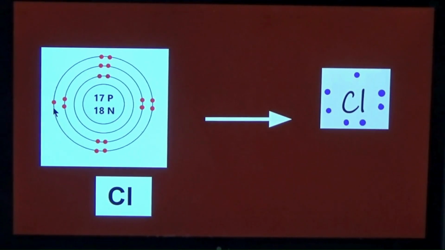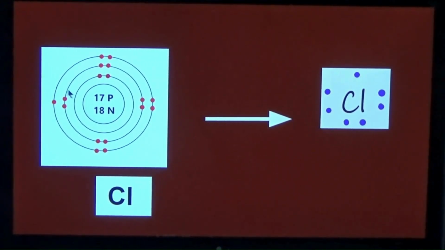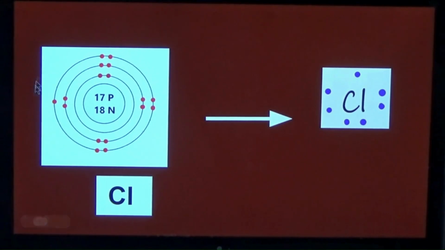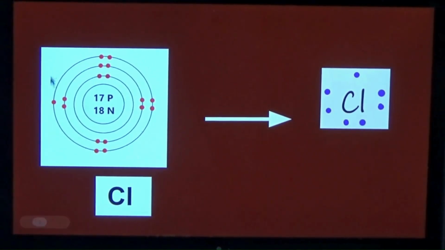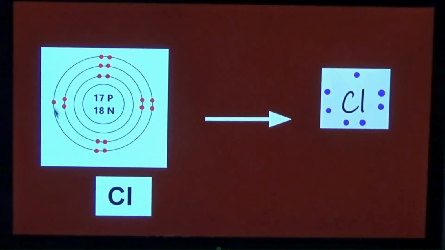Which means chlorine just needs 1 more to fill up the outer shell, its valence shell, and it is easy for it to borrow 1 more electron from another atom rather than giving away the 7. So chlorine is therefore a non-metal.